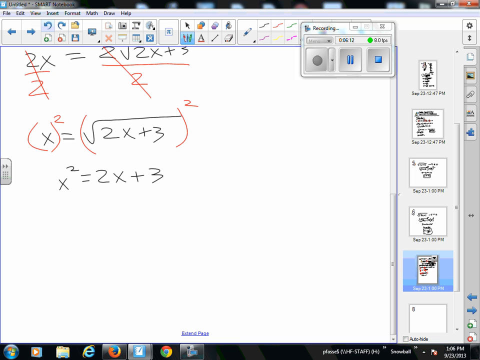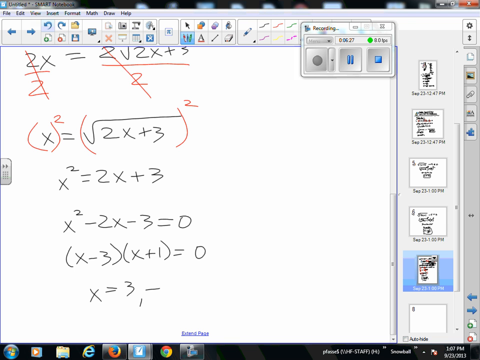Inconveniently, but bearable, now we have a quadratic. How do we solve quadratics? Move everything to one side, MAG. What multiplies to be negative 3 and adds to be negative 2? That would be x minus 3, x plus 1 equals 0. We would get x equals 3 and negative 1.